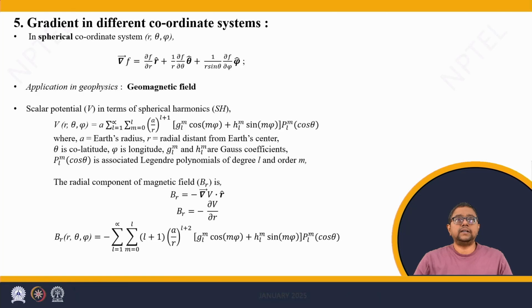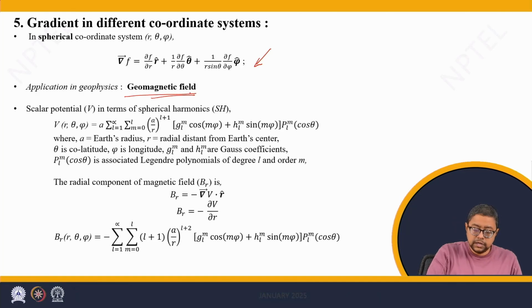Now, we look at the gradient in different coordinate systems. In specific, we look at the spherical coordinate system where the applications of geophysics are of very much importance. This is the expression for calculating the gradient of a function in spherical coordinates, as we have discussed in previous lectures. Particularly, the geomagnetic field of the Earth is a very nice application where the gradient is used in the spherical coordinate system.